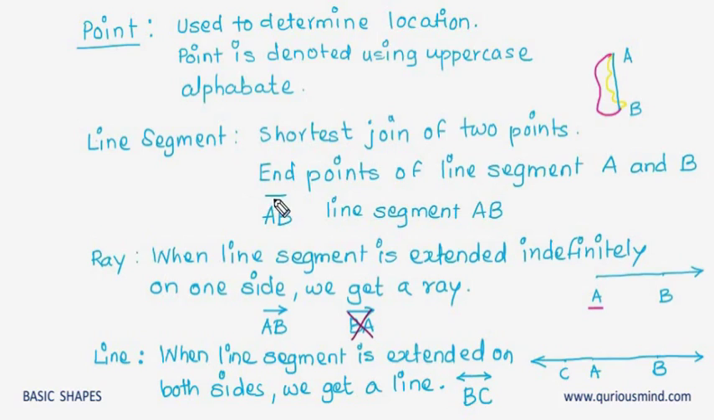Now in a line segment and in a line, the letters can be reversed. So I can call this line segment BA because both are endpoints. Same way, I can call this line CB instead of BC. But in the ray, we are not allowed to interchange the letters. It has to always start with the letter used for the start point.